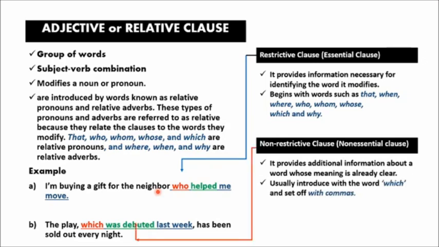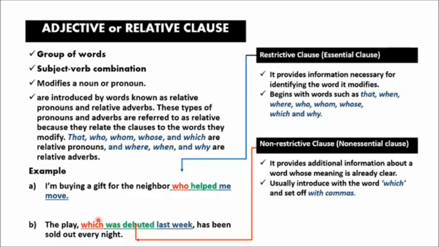So the second example, example B, is an example of a non-restrictive clause, which was debuted last week, or it is non-essential. Though it adds additional information about the word that is being modified, if we are going to delete this in the sentence, it will not alter the meaning. The meaning is still the same. The play has been sold out every night. This is just making our sentences long.